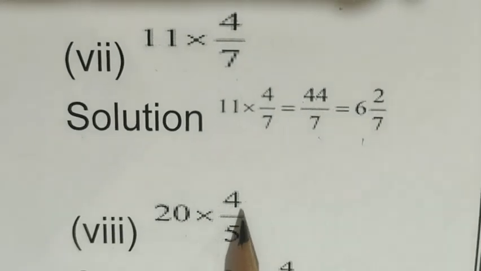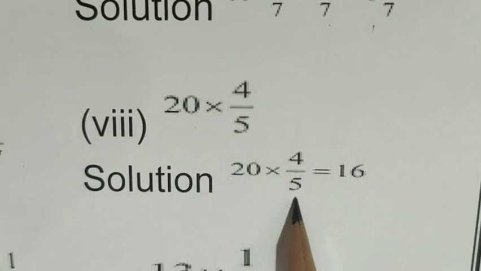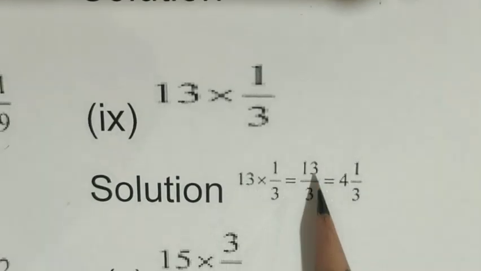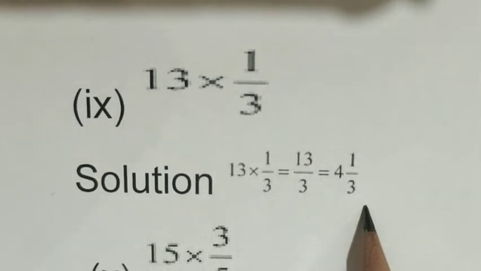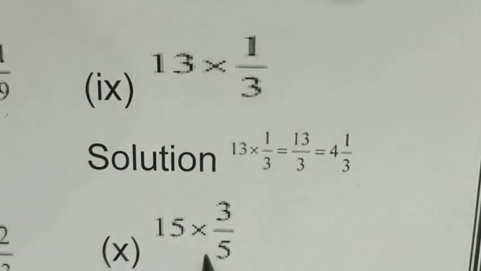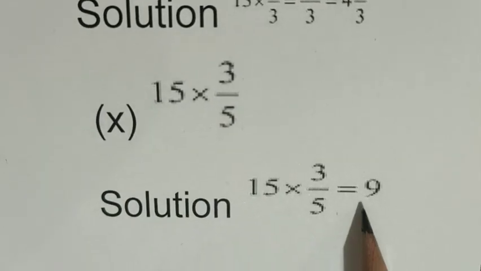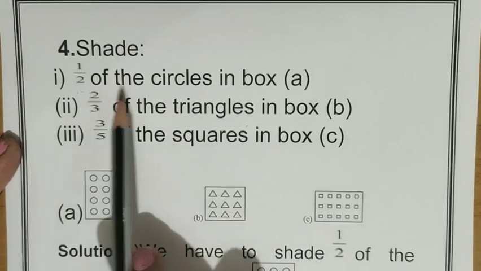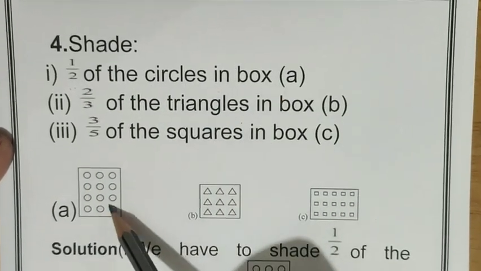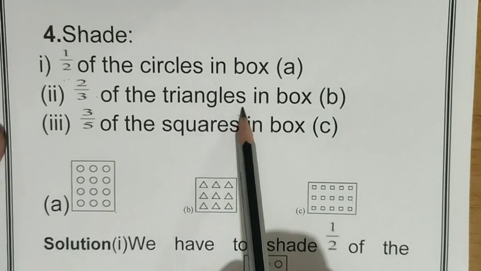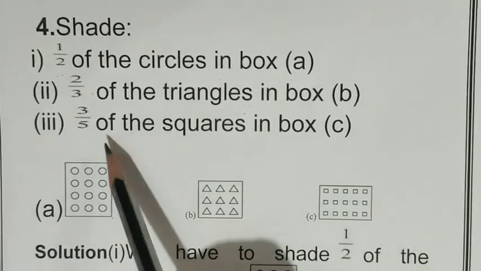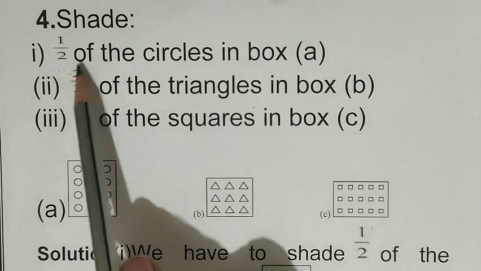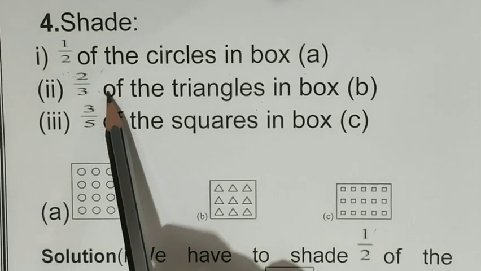Next, 20 into 4 by 5. That is 80 by 5, it is equal to 16. 13 into 1 by 3 means 13 by 3, it is equal to 4 integer 1 by 3. 15 into 3 by 5, it is equal to 9. Fourth question, shade half of the circles in the box A, 2 by 3 of the triangles in the box B, 3 by 5 of the squares in the box C. Half of means multiplication.